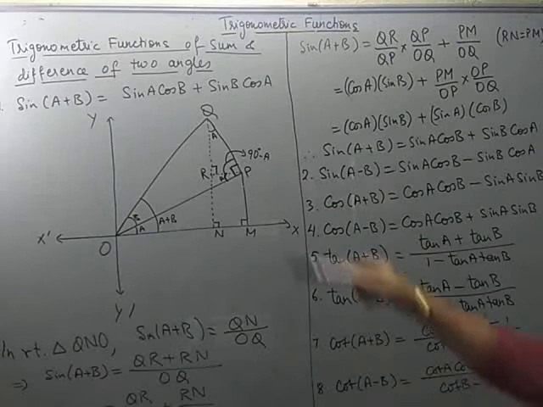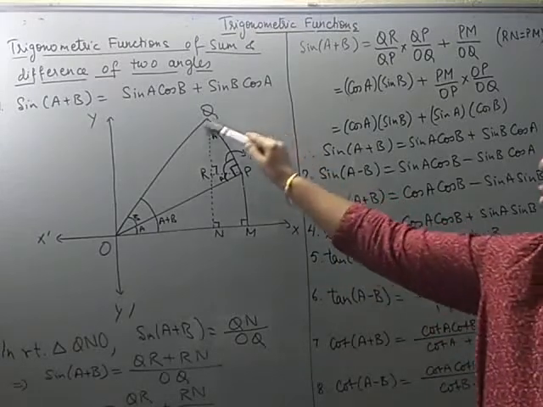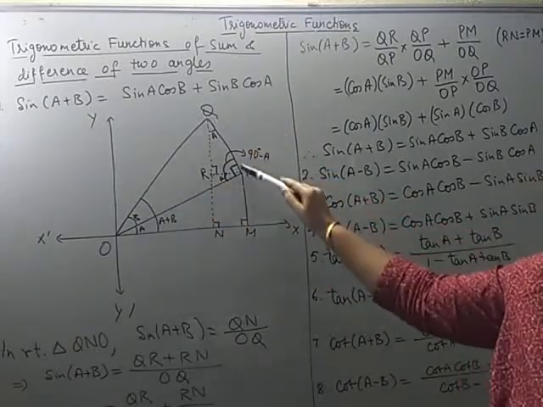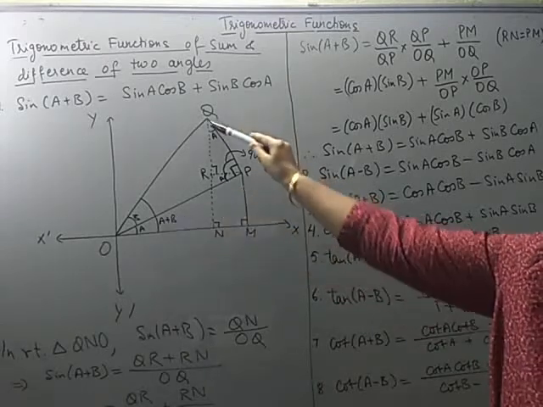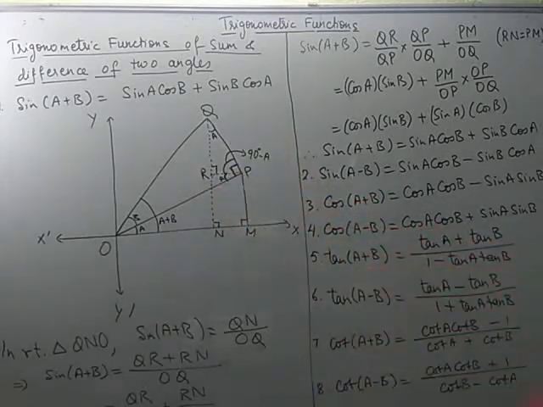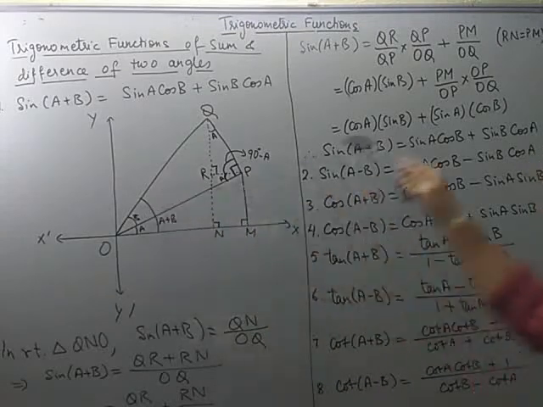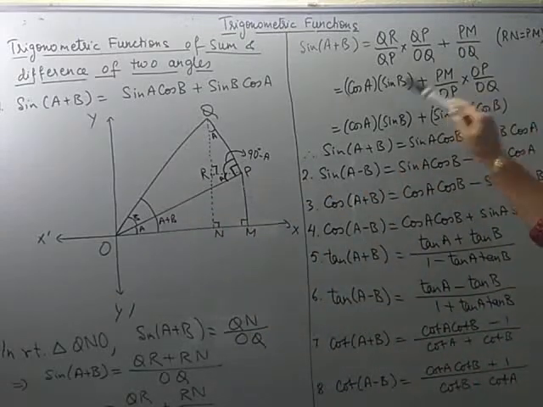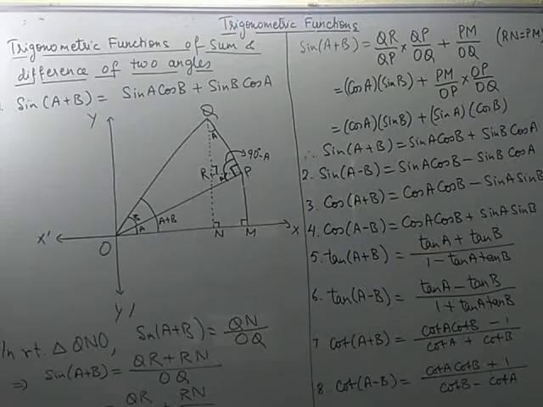QP over OQ. Look at this right triangle again. QPO. QP will be the perpendicular. OQ will be the base. And what is the angle here? It is B. So the ratio QP over OQ becomes sin B. See, the first part, one part is obtained. Now I'll make some changes here also.